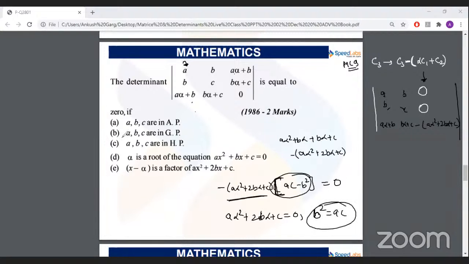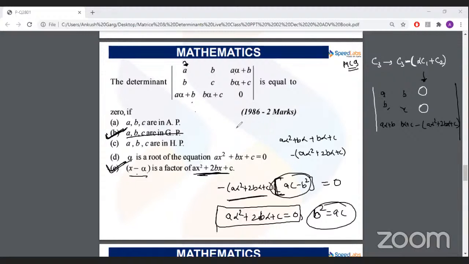So you can clearly see this is the condition of GP. So this will be 0 if A, B, C are in GP, and if alpha is a root of this particular, no, not this particular equation. If x minus alpha is a factor, yes, E option. So B and E are the correct ones. x minus alpha is a factor, that means x equal to alpha will be a root of this equation. So yes, that is also correct because this term will become 0 then, right? So B and E are the correct options over here.